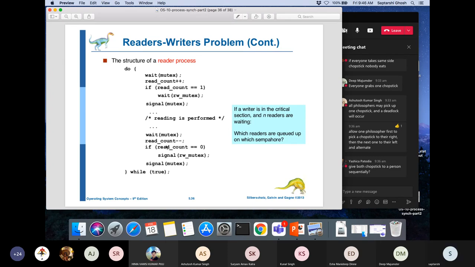Okay. Hopefully you have seen this. Now, my first question, what do you think read count is being used for? Read count, an integer value. What is that being used for?